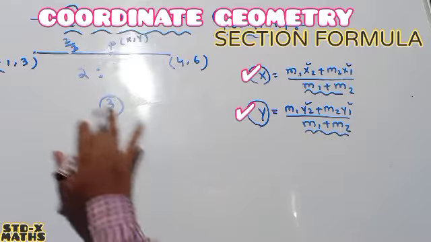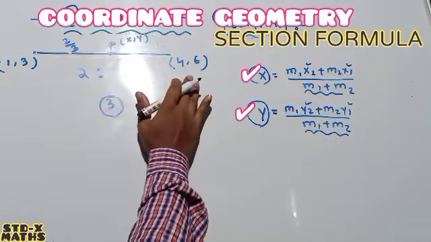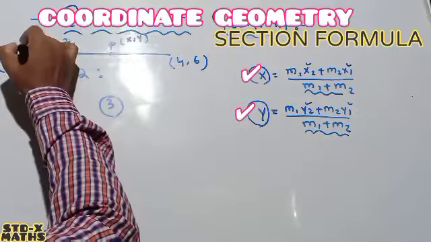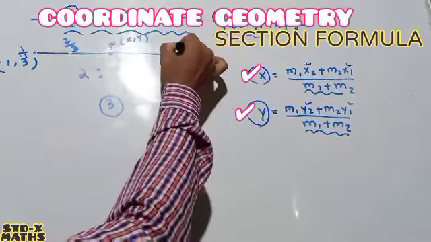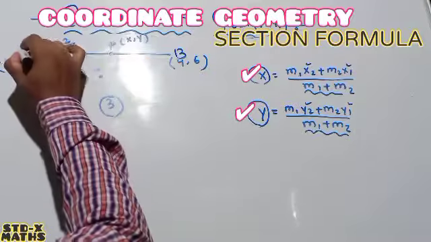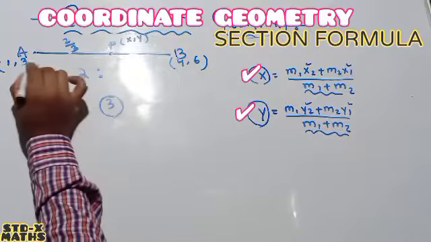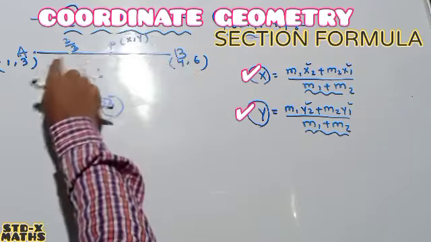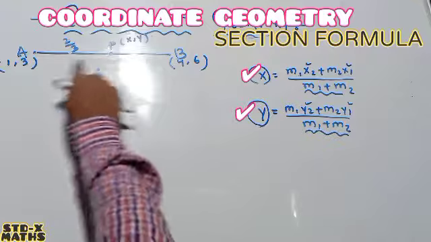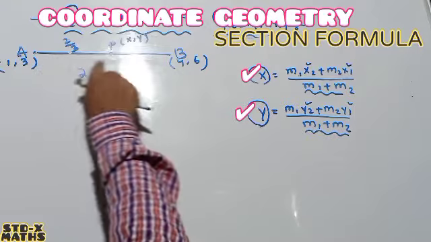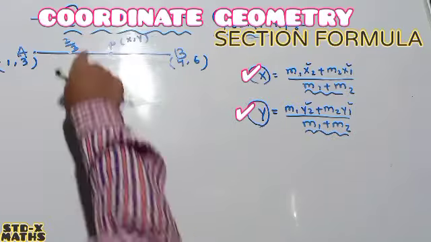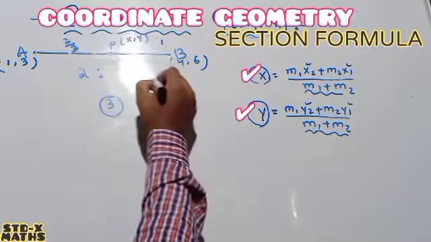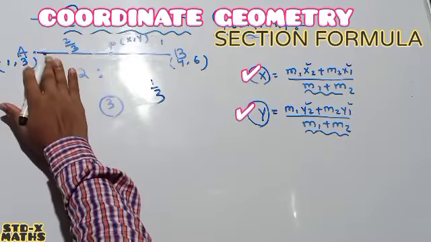A line segment is formed by joining (1, 3) and (4, 6), suppose they are A and B, and P is a point on the line segment AB so that AP is equal to 2 by 3 of AB. Compared to the total, it will be 2 by 3 parts, so out of 3, the remaining part is 1, which means 1 by 3. So the question may come just like this.